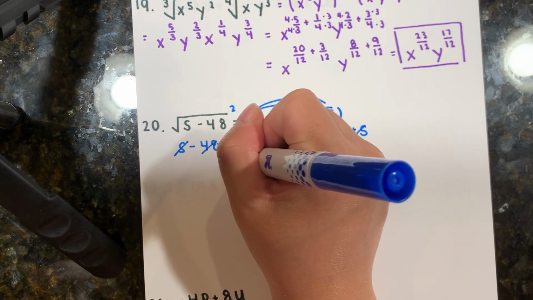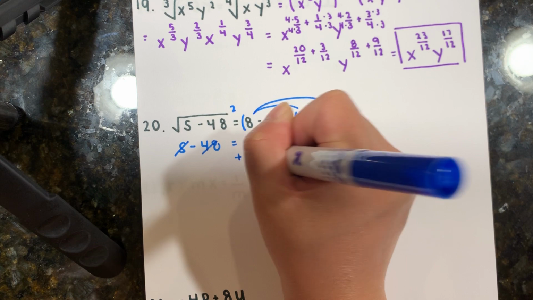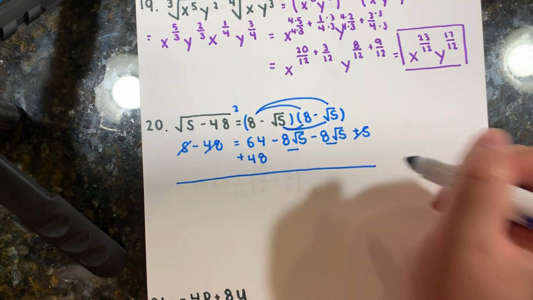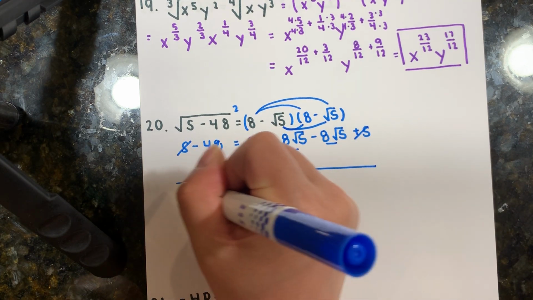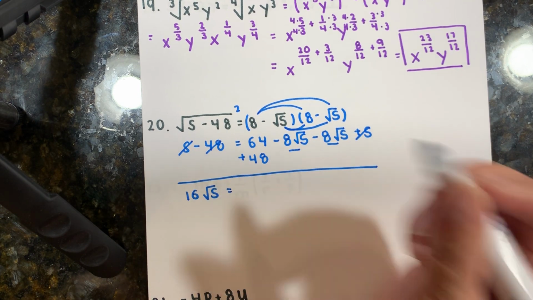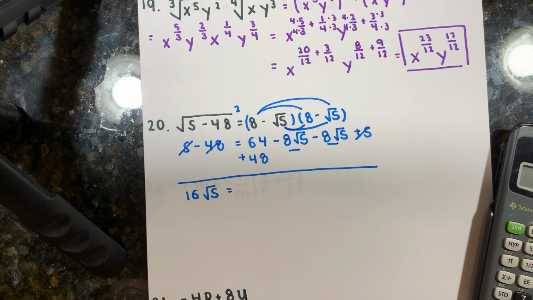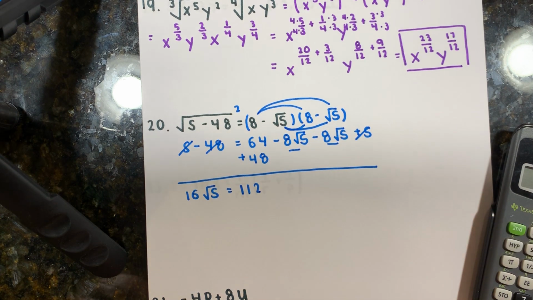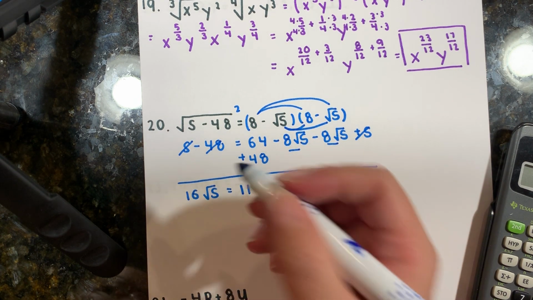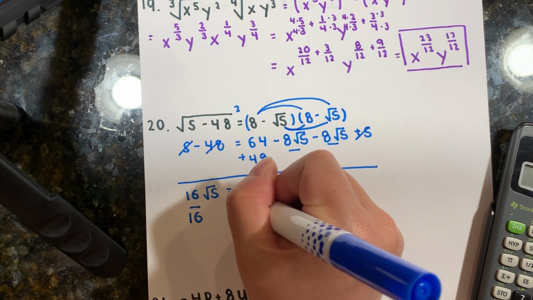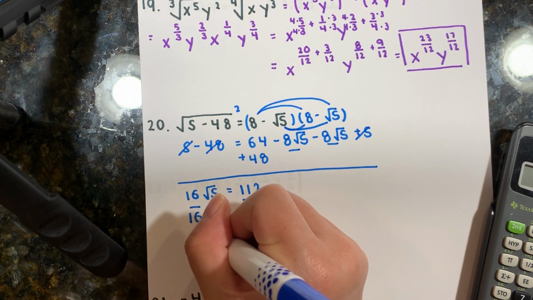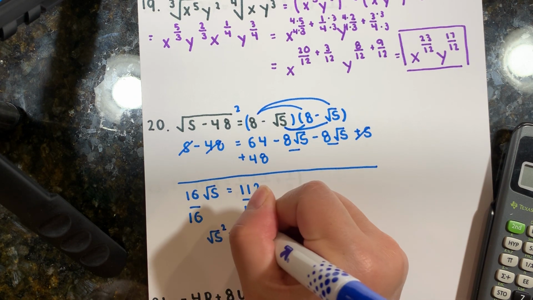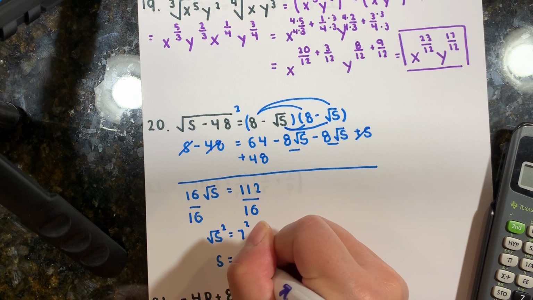I'm going to move the 48 to the other side. And when I add these together, it'd be 16 root s is equal to 64 plus 48, which would give us 112. Then I'm going to divide that by 16, which actually gives me root s is equal to 7. Then I have to square both sides, so s is equal to 49.